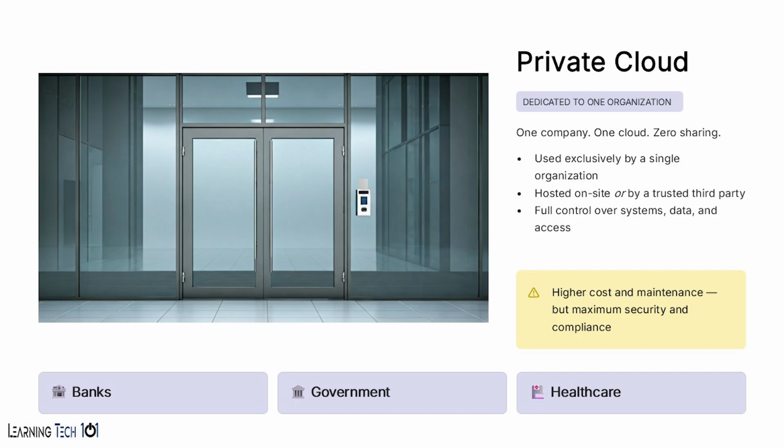Next, let's talk about private cloud. In a private cloud, the infrastructure is used by only one organization. It can be hosted on-site or by a third party. No sharing with other companies. Now, analogy for this one is like owning your own home. Everything is yours. You control who enters and how it's set up.